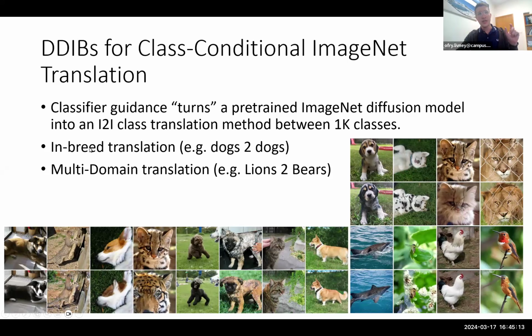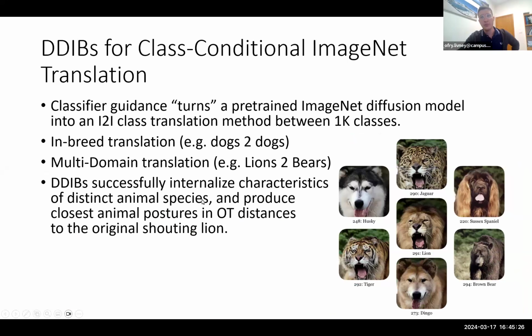And they do two tests. One is in-breed translation, like these examples right here, between different breeds of dogs or between different types of cats. And the harder test that they performed was called the multi-domain translation. In this test, they take the lion image that you see right here and translate it to other domains, that being jaguar and tiger, but also dogs and bear.